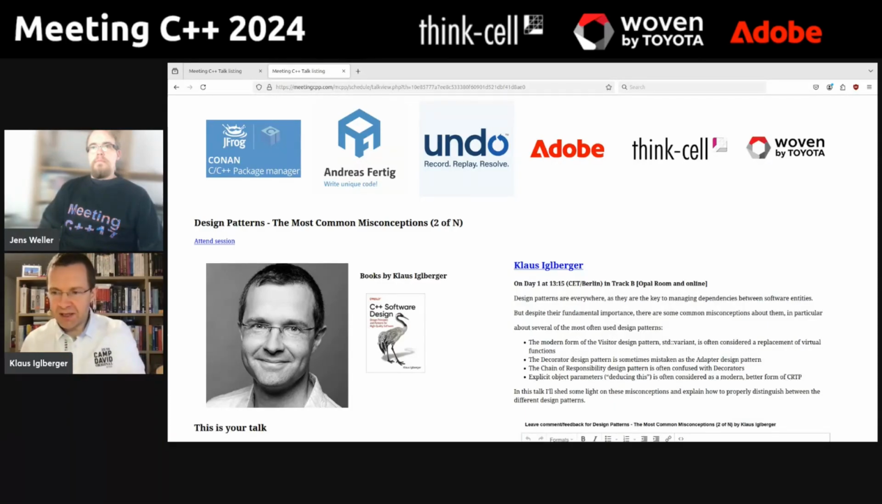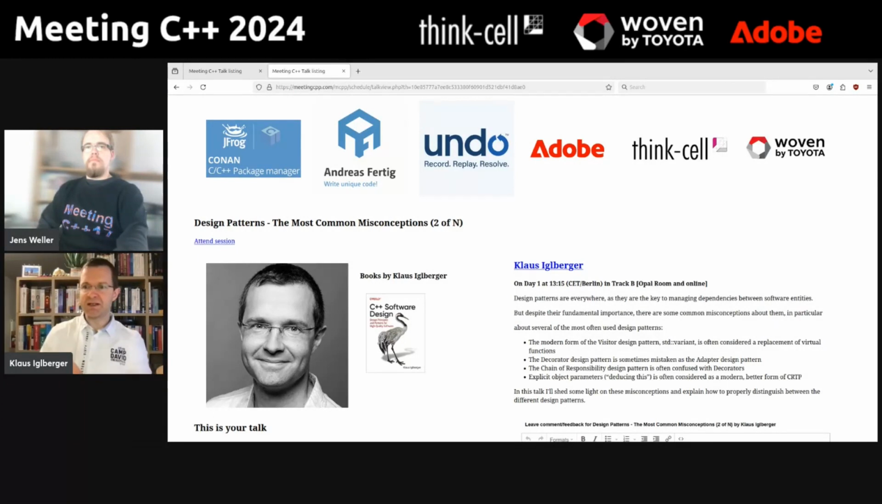Some people may remember that a couple of years ago, I think it was in 2018, Ben Deane gave a talk about deducing this, explicit object parameters, which was actually a great talk. But in this talk, he showed that CRTP can be replaced, CRTP in quotes, with explicit object parameters. And he made the comment that this pretty much replaces CRTP. Based on this comment, people have introduced examples in their code where CRTP was replaced with explicit object parameters. But what they showed was a different example, which would not compile. And so it really was just an issue of the two different forms of CRTP.